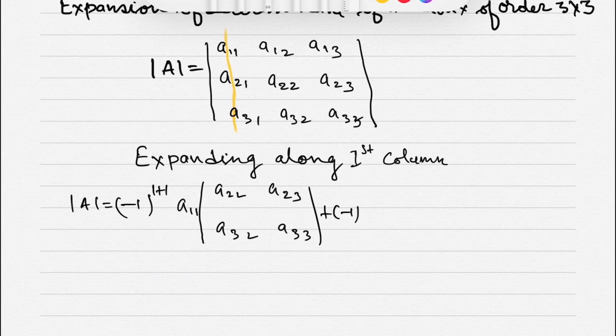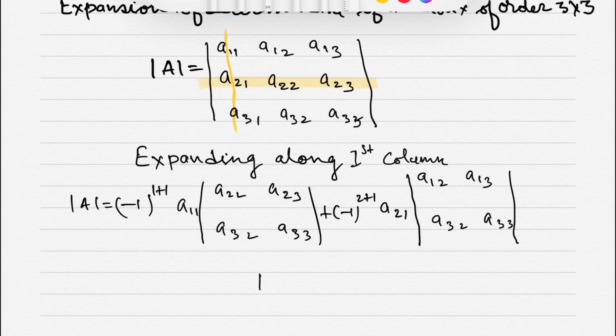Now we are expanding this determinant along the first column. So minus 1 to the power 2 plus 1, A21 will be the next key element. So we'll hide the first column, of course, because we are expanding along the first column, and the second row, because this is our second key element. Now the remaining 2 by 2 determinant is A12, A13, A32, A33, plus minus 1 raised to the power 3 plus 1 into A32.